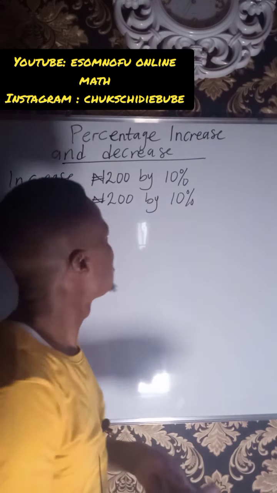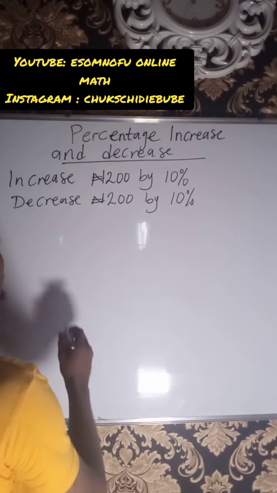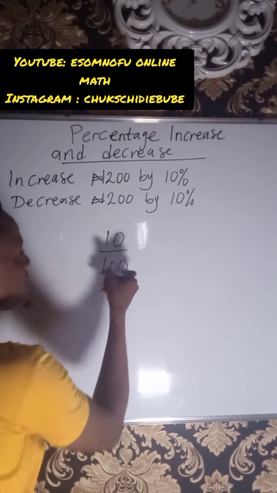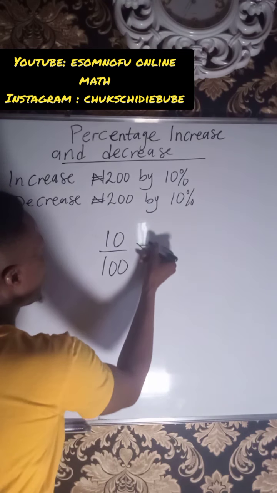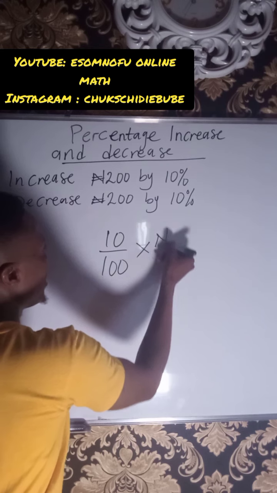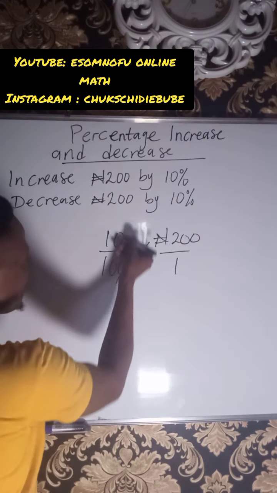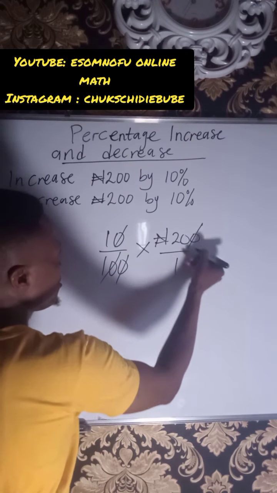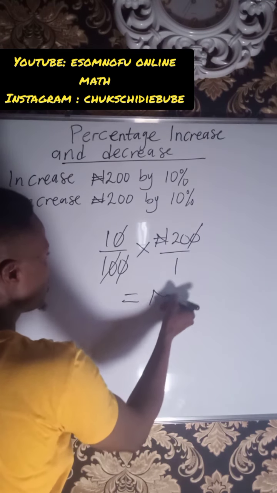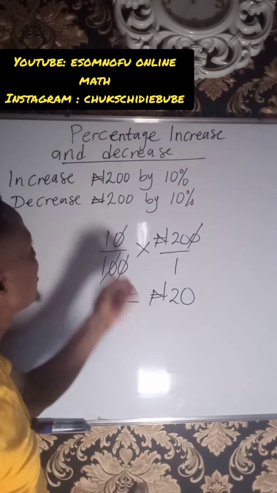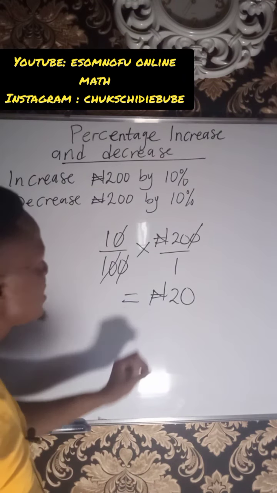So here, 10% of 200 implies 10 all over 100, because 10% is 10 over 100, times 200 naira all over 1. So 0 we cancel 0, 0 we cancel 0. We are left with 20 naira. So first of all, 10% of 200 is 20 naira.